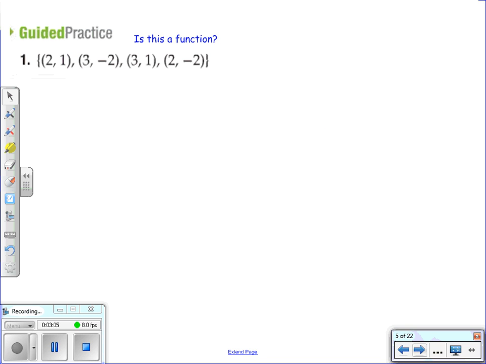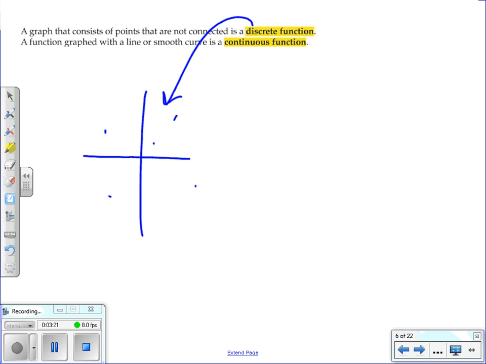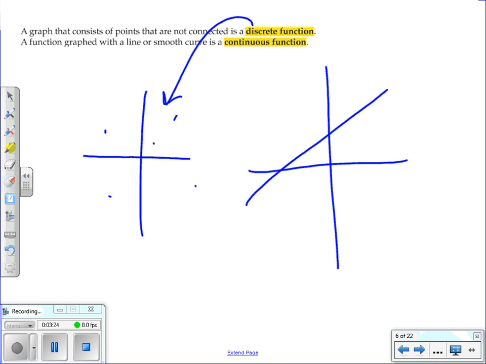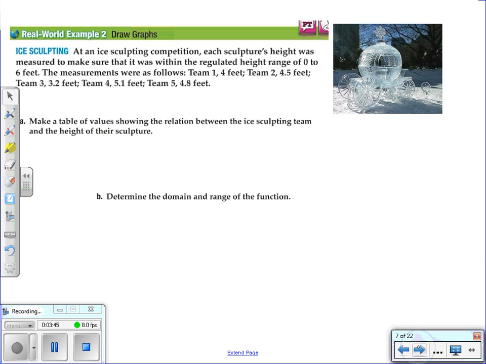Go ahead, look at this set of ordered pairs and determine if this is a function. A graph that consists of points that are not connected. So if we had something that looks like this and the points are all over the place, that would be called a discrete function. If we have something that graphs and it creates a line or a curve, then it's called a continuous function. Discrete and continuous. A continuous line, continuous curve, continuous function. So that's another definition for you.